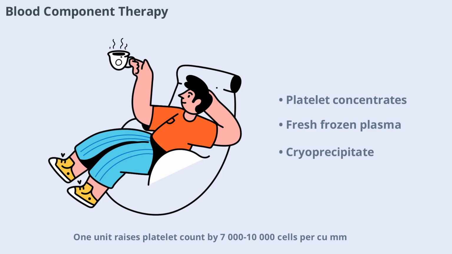Fresh frozen plasma is issued in packs and contains all coagulation factors. Cryoprecipitate is derived from a single donor and contains factor VIII, fibrinogen, factor XIII, and von Willebrand factor. Proper typing, cross-matching, and screening for infectious diseases are essential before transfusion. Component therapy minimizes risks and provides effective management for bleeding disorders.